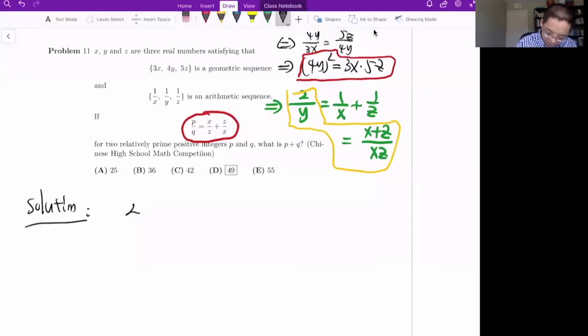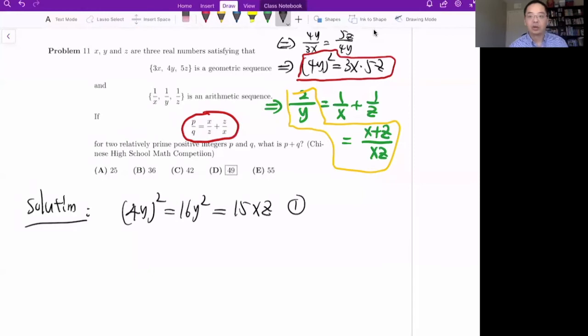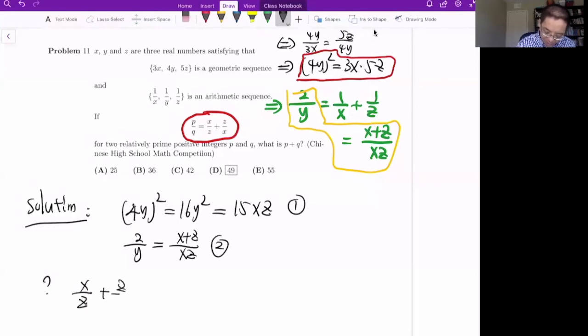Okay. So we have 4y squared, which is 16y squared, that is 15x times z. So this is equation 1. And then we have equation 2, that is 2 over y equals x plus z over x times z. So this is my equation 2. Now what we want is to figure out x over z plus z over x.